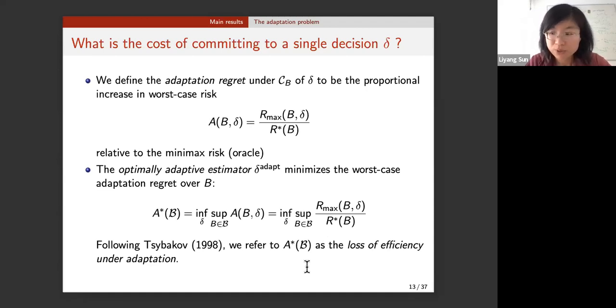It might seem difficult to compute this optimally adaptive estimator at first glance, which involves sweeping over a collection of infinitely many bias spaces indexed by their upper bound. And after that, we need to compute the minimax risk.